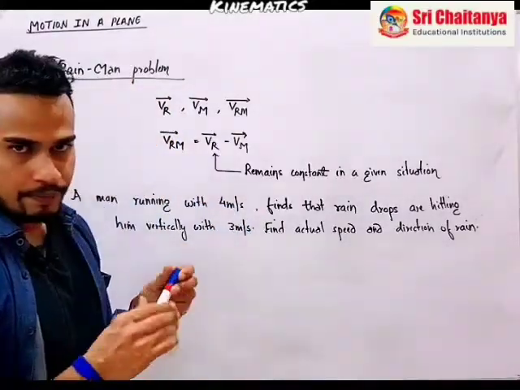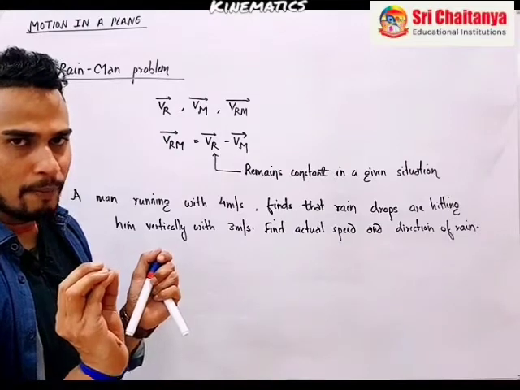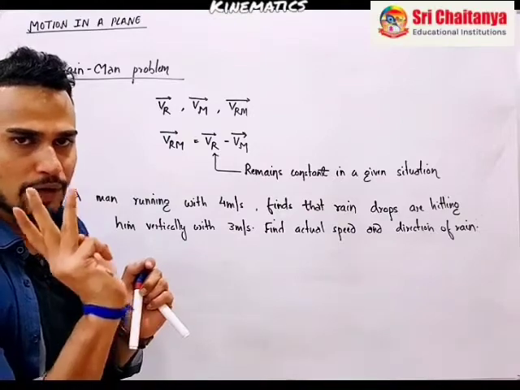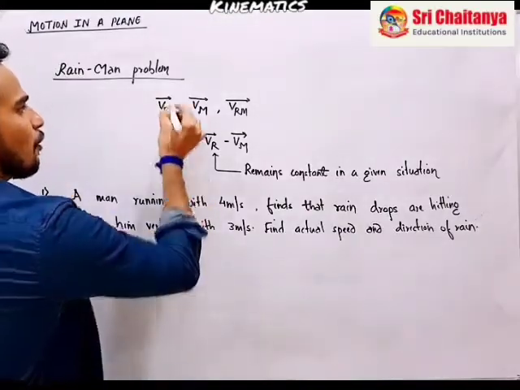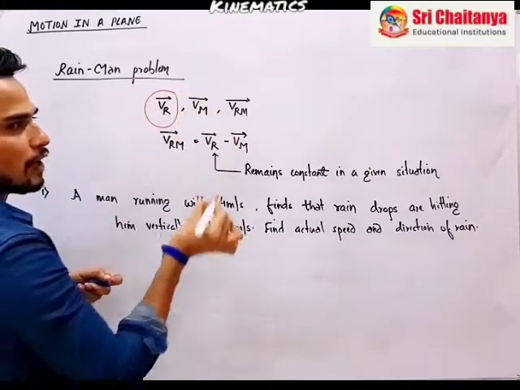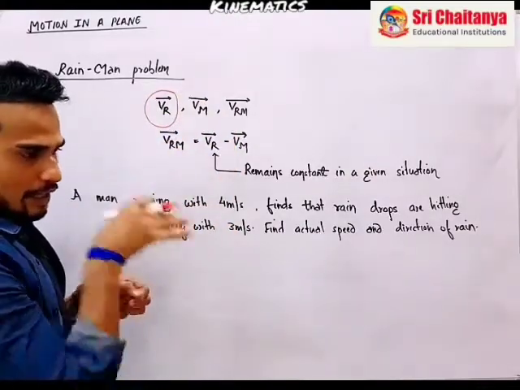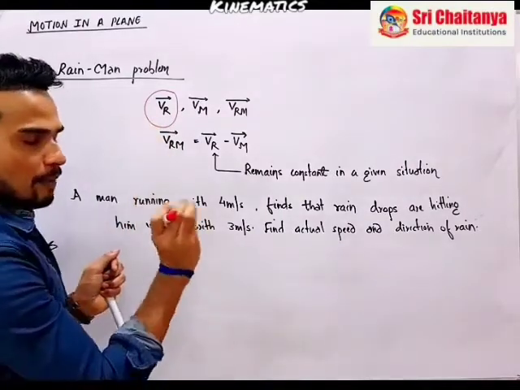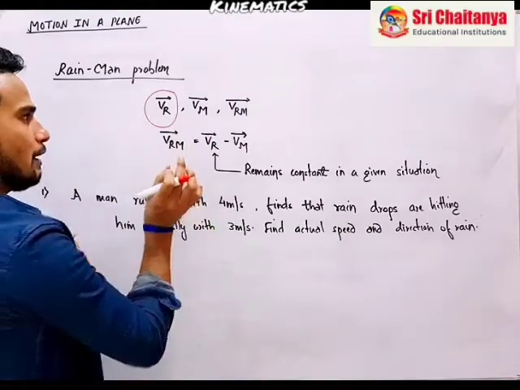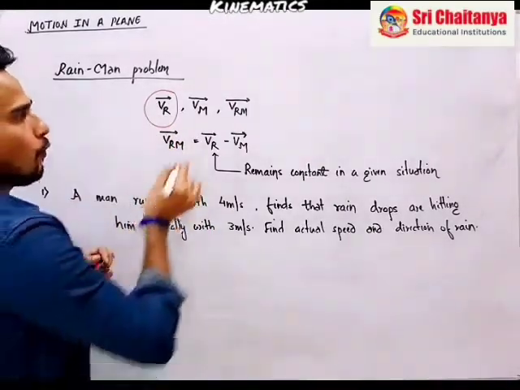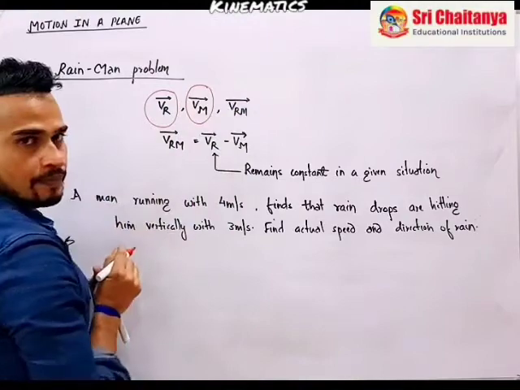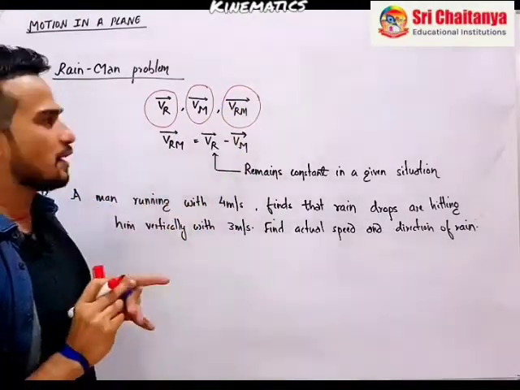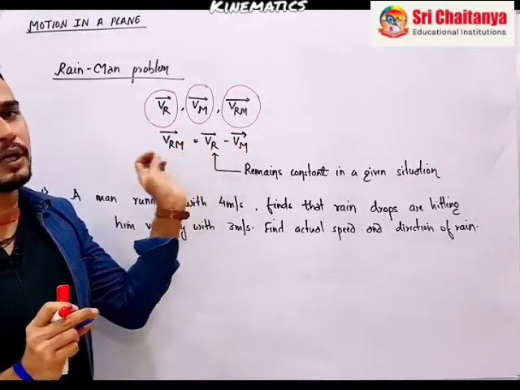Always remember, in the rain umbrella problem, the rain man problem, you have to deal with 3 velocities at the same time. One will be the actual velocity of rain. Obviously rain will be falling with some velocity, maybe vertical, maybe at some angle. One will be the actual velocity of man, and one will be the velocity of rain observed by the running man. This is the relative velocity, the velocity of rain with respect to man.